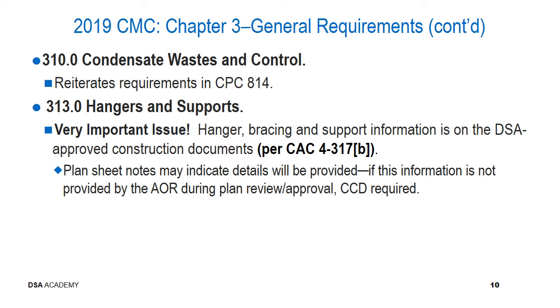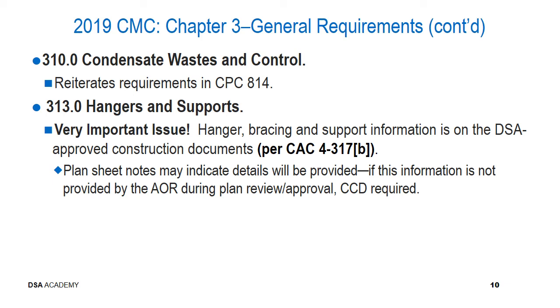For hangers and supports, we have a very similar important issue relating to any type of hangers or supports for mechanical equipment, and it is similar to what we also discussed in the California Plumbing Code for hangers and supports. And that is that the California Administrative Code, Section 4-317B, clearly stipulates that any hangers, bracings, and support that is required for equipment or appliances must be provided on the actual plans.